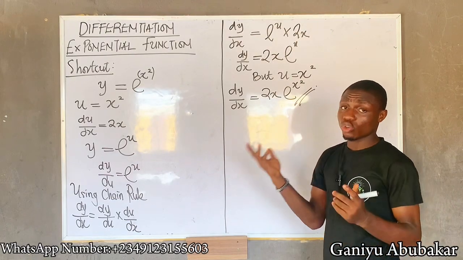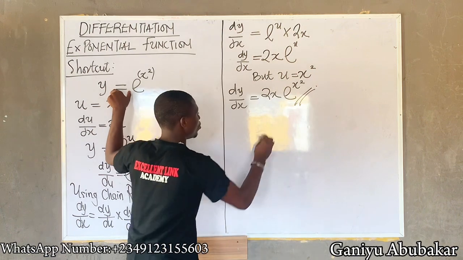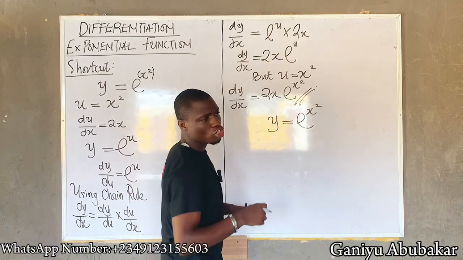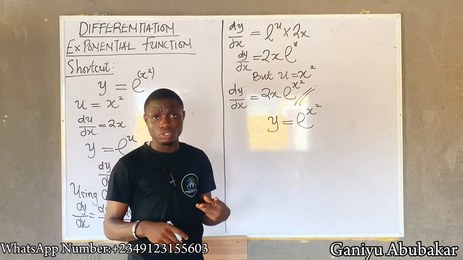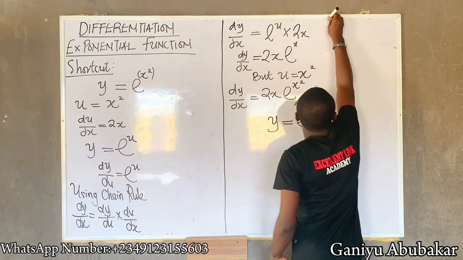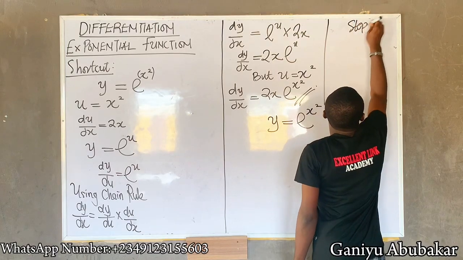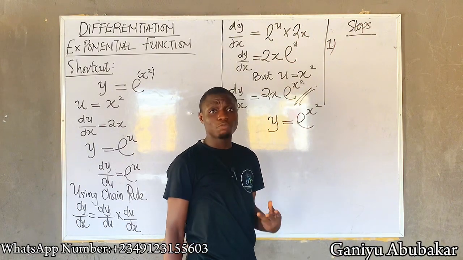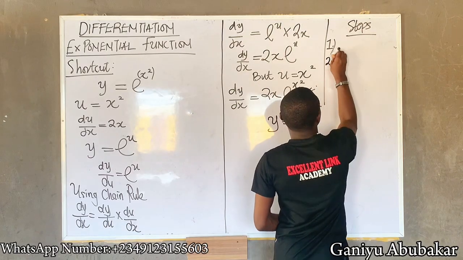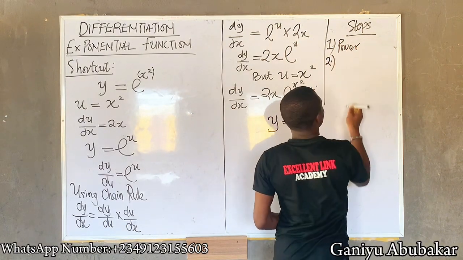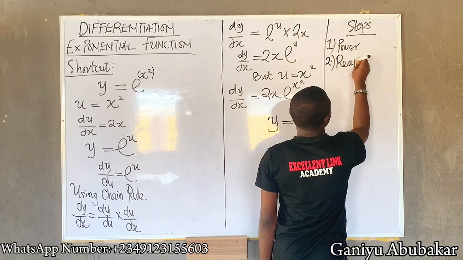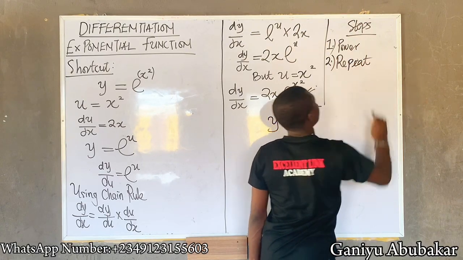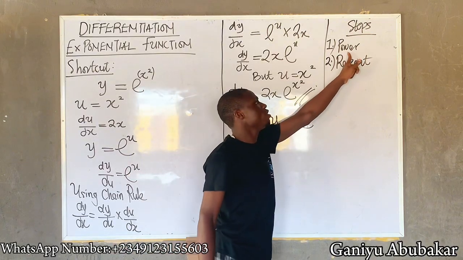Let's now see the shortcut I'm talking about. Let's say we have this same example, that y is equal to exponential x squared. The shortcut is simple. There are just 2 steps for the shortcut. Step 1 is to differentiate the power, and step 2 is to repeat the function. So we said the first rule is to differentiate the power.